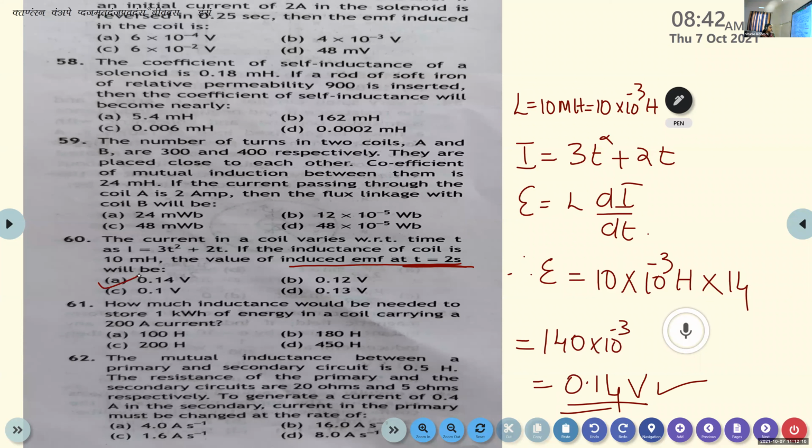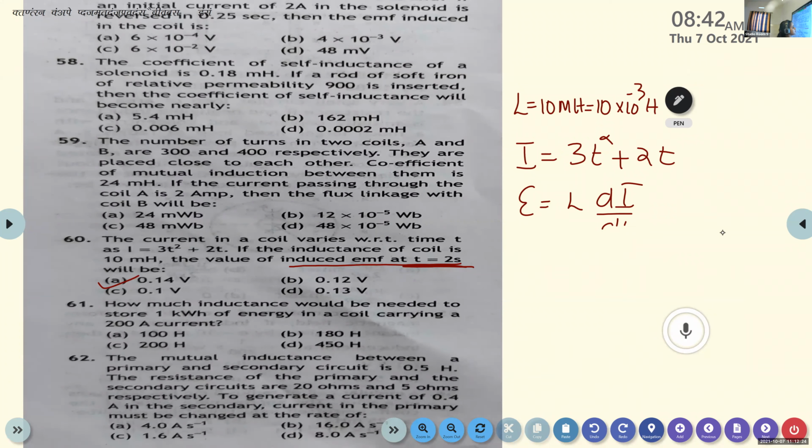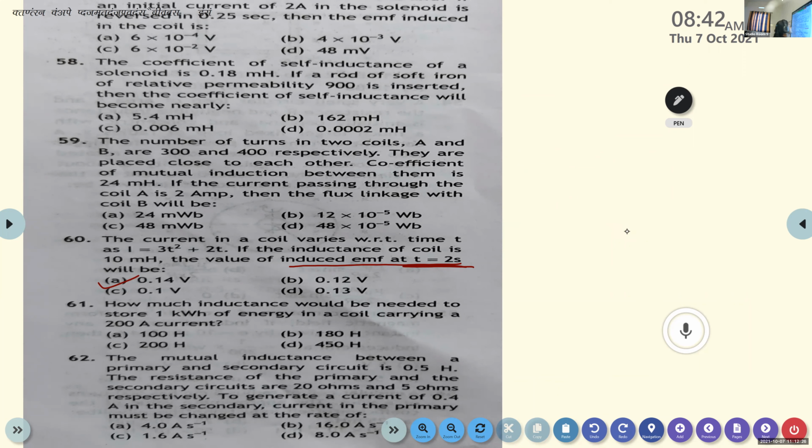Now move to the next question. Question number 61. How much inductance would be needed to store 1 kilowatt hour energy in a coil carrying a 200 ampere current?